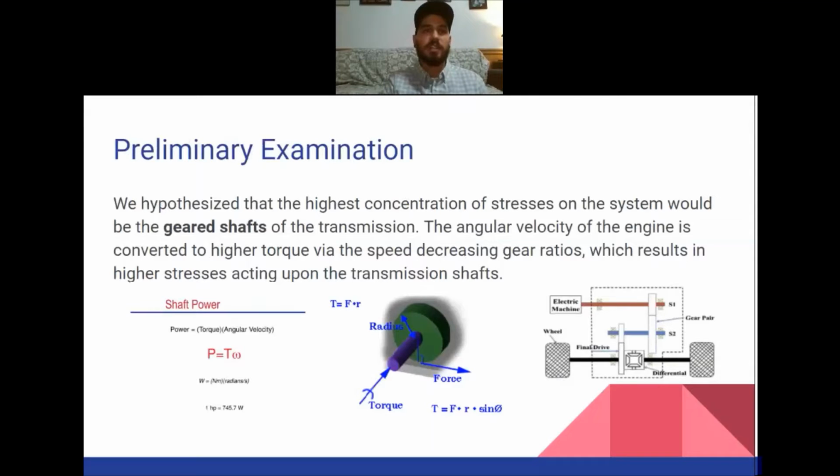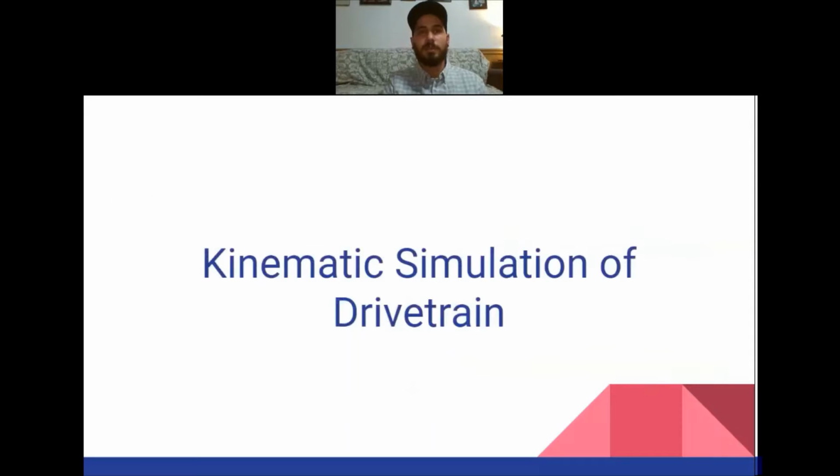When we started, we theorized that the highest concentration of stresses would be seen in the gear shafts. We figured this because the gear train is designed to increase torque. Tanner came up with a great design for our drivetrain and modeled it in CATIA. Together we worked on an assembly, and from there I created a kinematic simulation, which I'm about to show you guys.